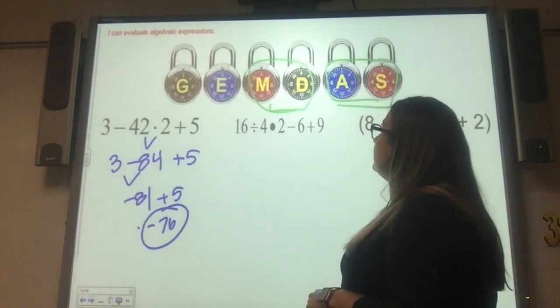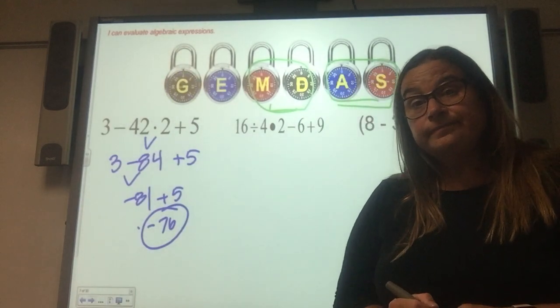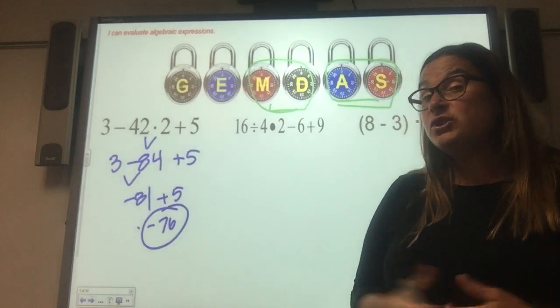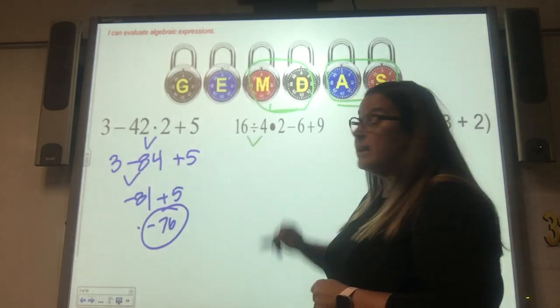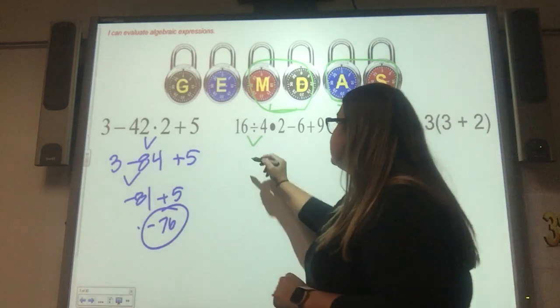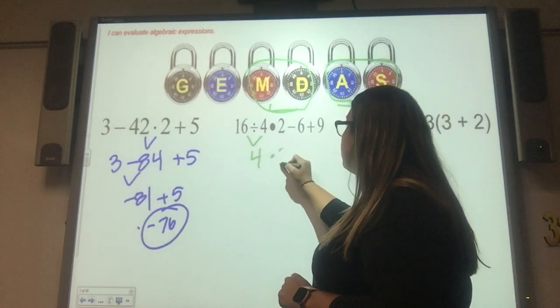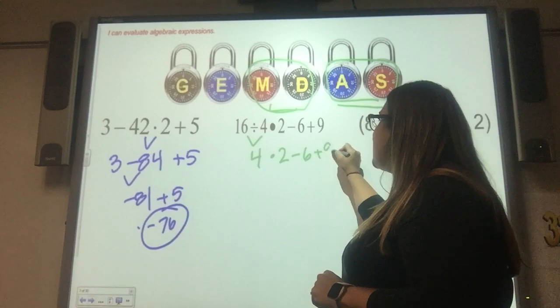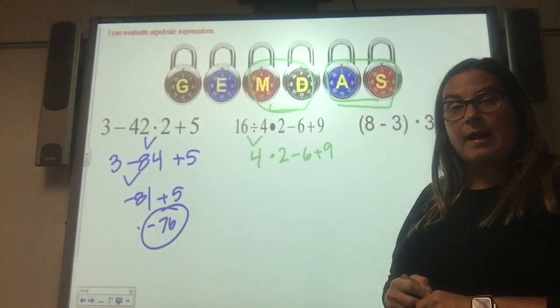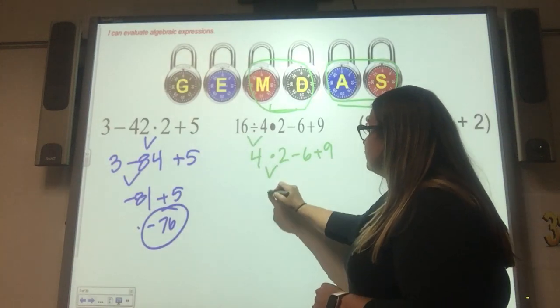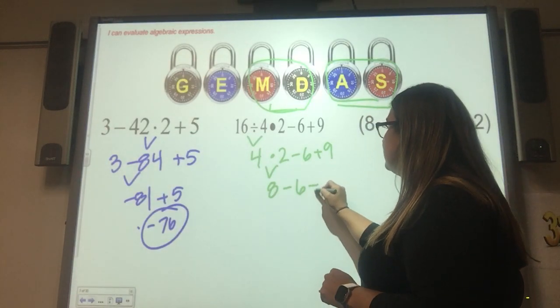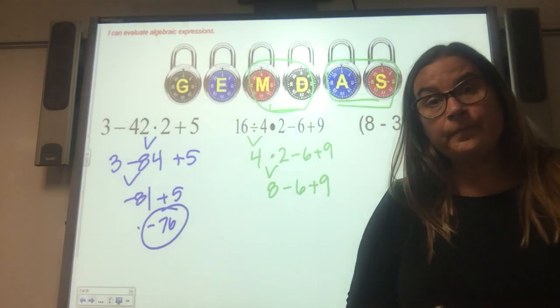Next one. No grouping symbols, no exponents. So I'm going to jump into multiplication and division. I've got division showing up first, so I'm going to take care of that. 16 divided by 4 is 4. Notice how I write out the entire problem then, so I know what I'm working with each step. 4 times 2 is 8. 8 minus 6 plus 9.